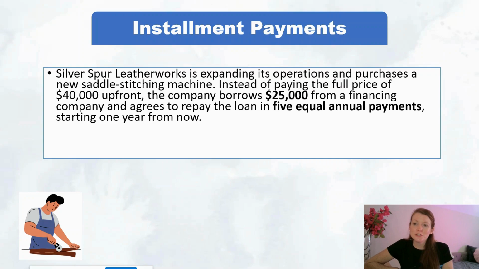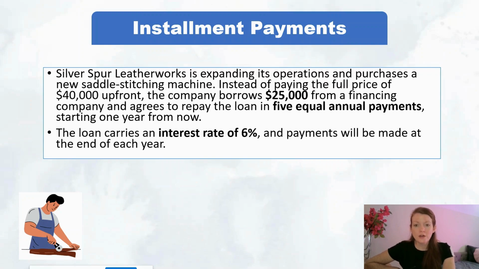So we've got Silver Spur Leatherworks. They're expanding their operations and purchase a new saddle stitching machine. This is a company I know nothing about, an industry I know nothing about. Instead of paying the full price of $40,000 up front, the company borrows $25,000 from a financing company and agrees to pay the loan in 5 equal annual payments starting 1 year from now. The loan carries an interest rate of 6% and payments will be made at the end of each year.